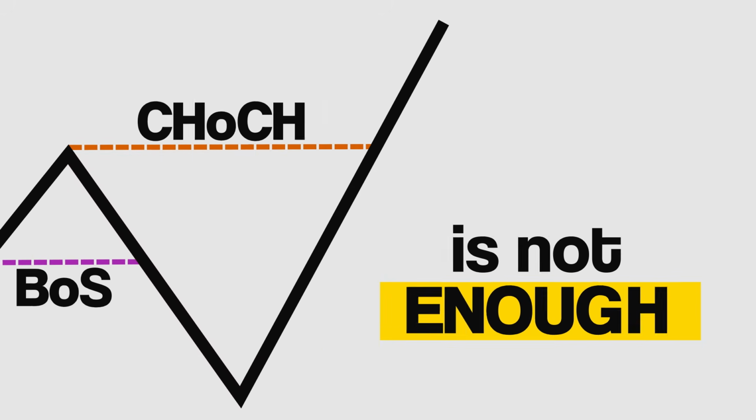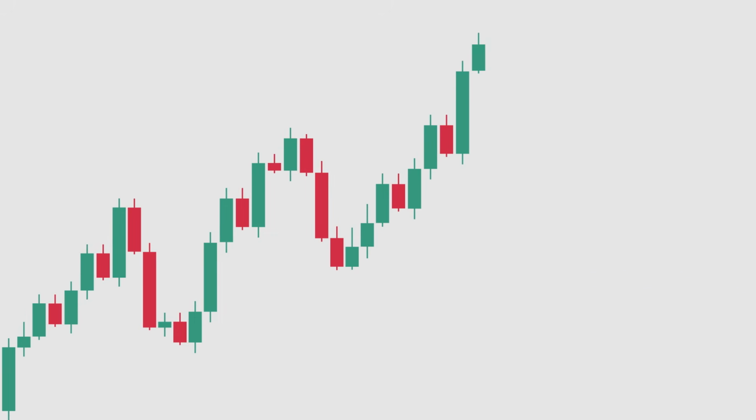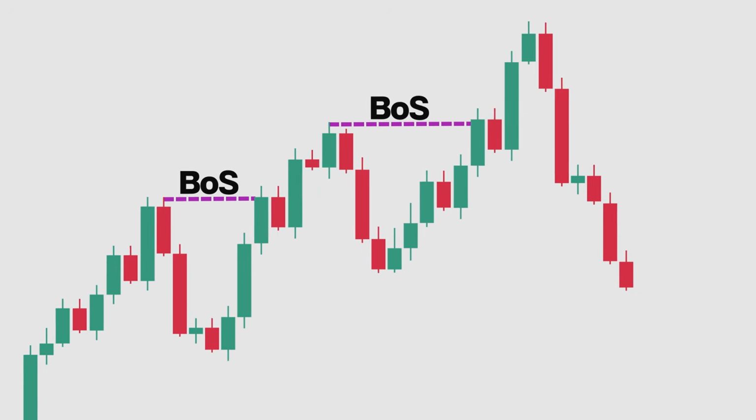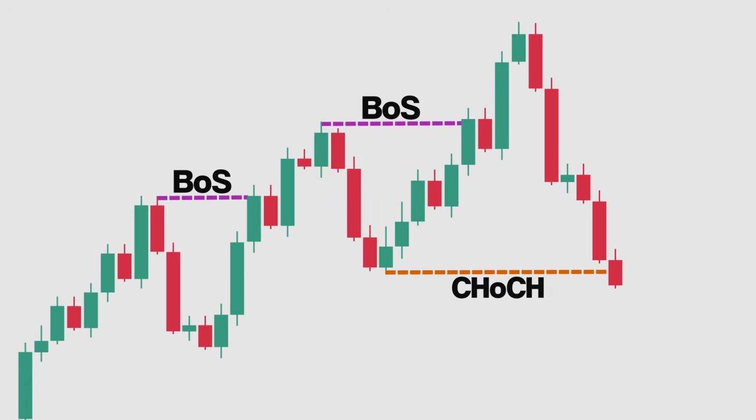For better understanding, let's take a look at this chart. We can see that price was in an uptrend, creating multiple breaks of structure to the upside. Then price moves down and breaks below a swing low, creating a change of character.